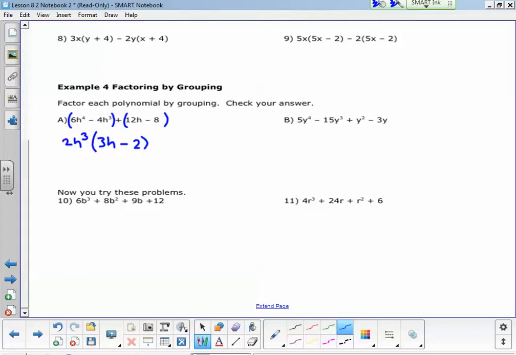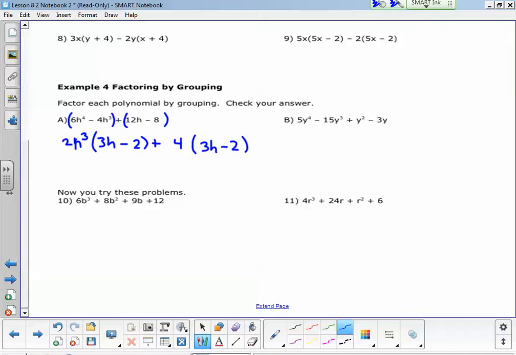So 2h to the third power, I can test it out. If I multiply that, I'm going to get 6h to the fourth. And then 2h to the third times the negative 2 is going to be negative 4h to the third power. Now I'm going to do the same thing with the other part. I can see that 4 goes into both of those, so I'm going to have a 4 on the outside. And that's going to leave me with 3h minus 2 inside.